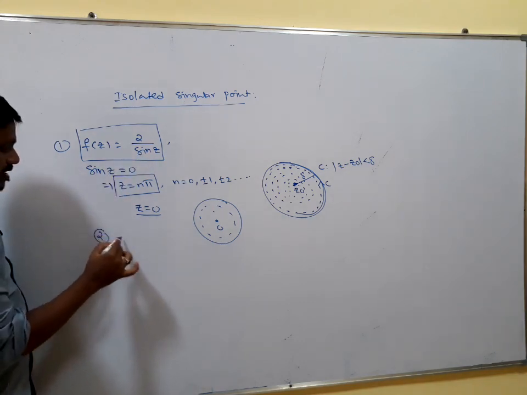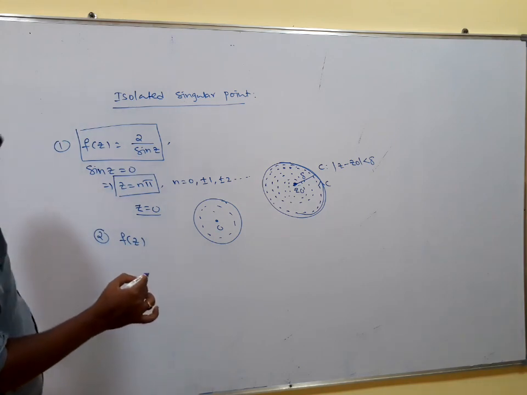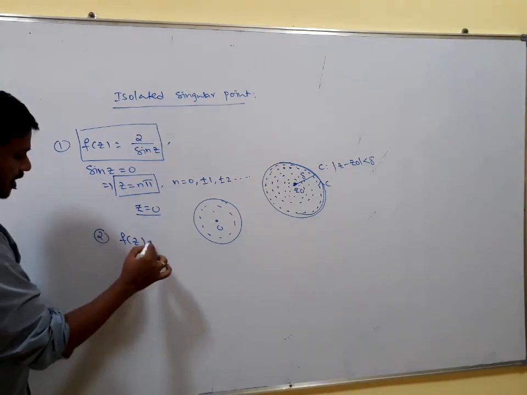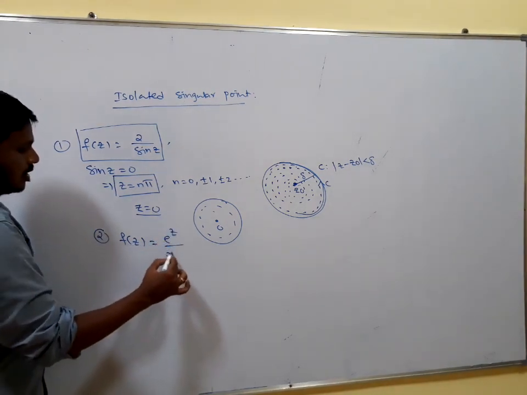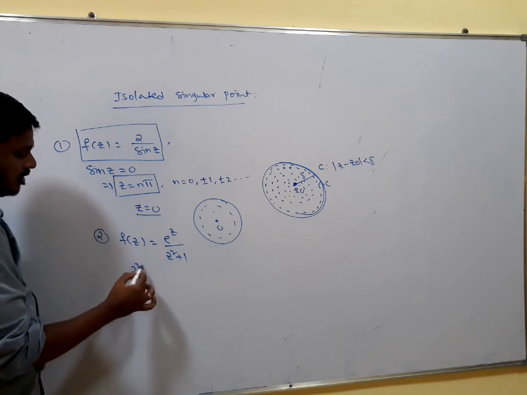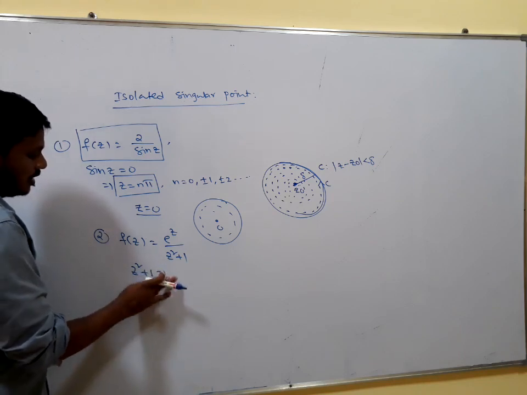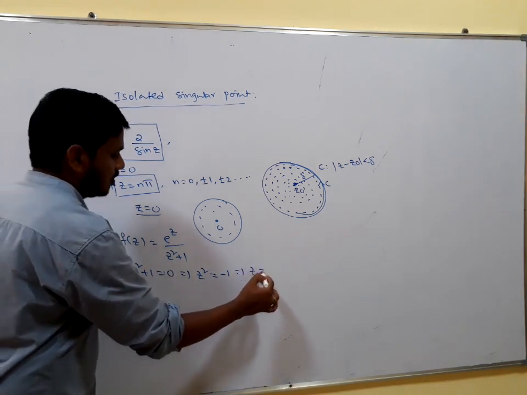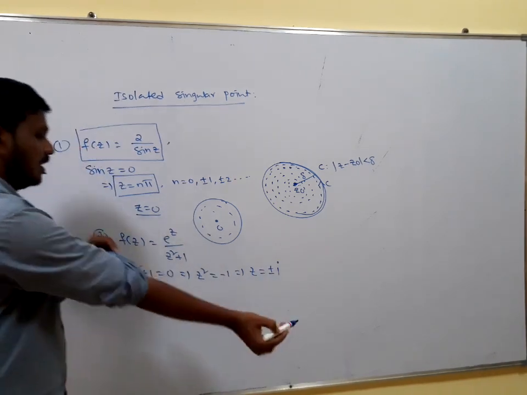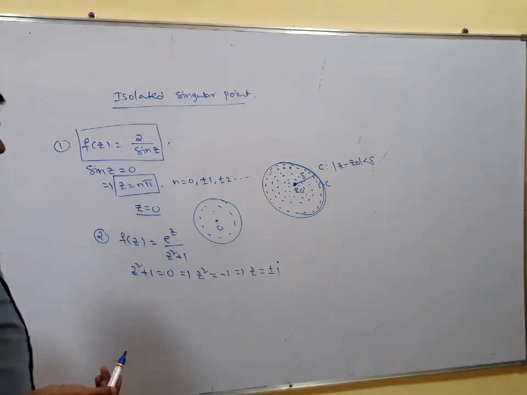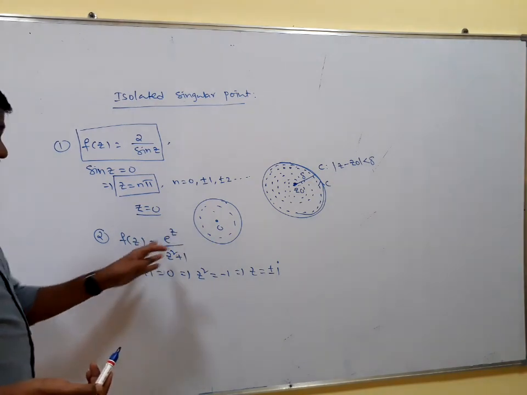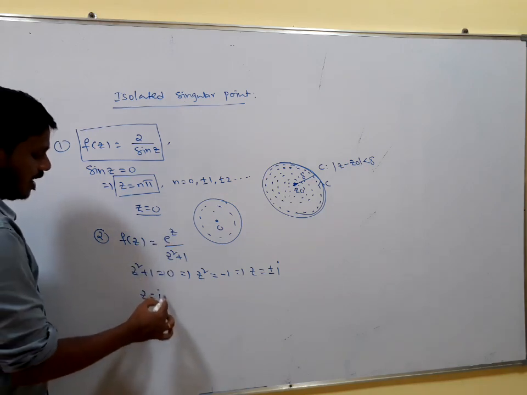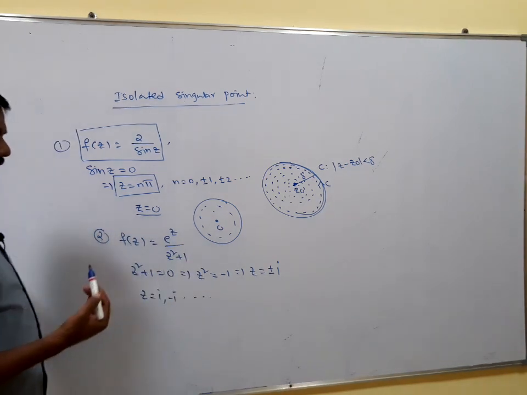Next, we take one more example. f(z) = e^z divided by (z² + 1). If you take z² + 1 = 0, that implies z² = -1, so z = ±i. They are the singular points. z = i and z = -i are the singular points. Except i and -i, the function is well defined, and not only well defined, it is analytic. Therefore, z = i and z = -i are isolated singular points.